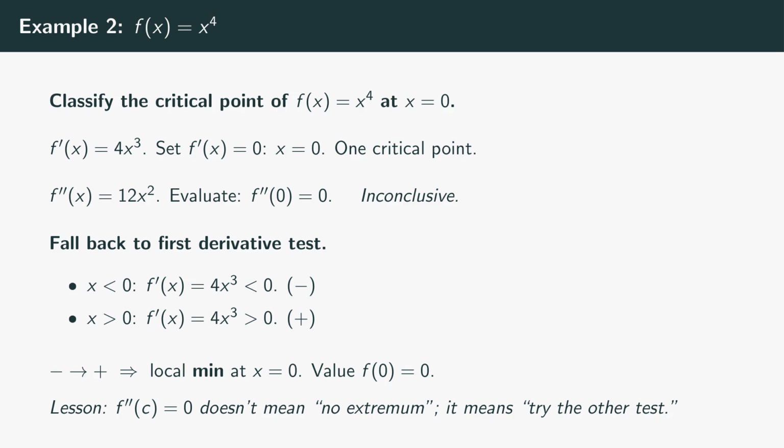The lesson, f double prime equals 0 at a critical point, doesn't mean not an extremum. It means the second derivative test has nothing to say. Use the first derivative test instead.